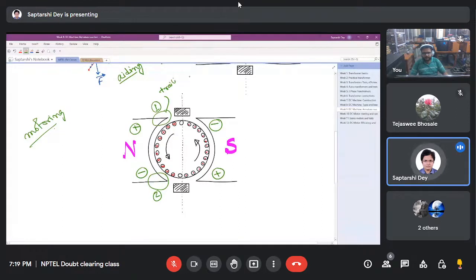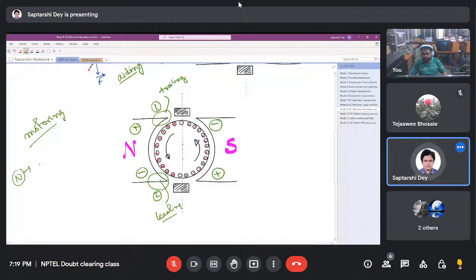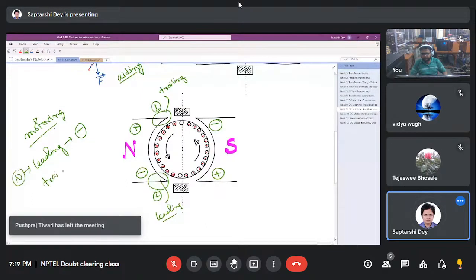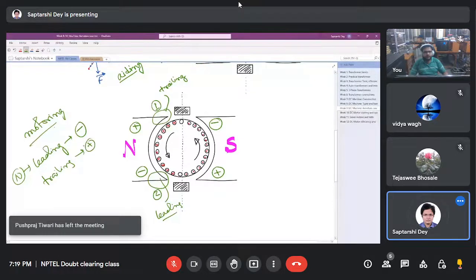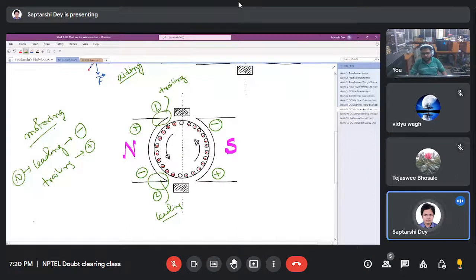Most probably it is the trailing tip, because it is towards the back side. The rotor is rotating in this direction, it is towards the back side, so it is a trailing tip, whereas this is the leading tip. So what we have on the north pole is weakening in the leading tip, whereas in the trailing tip we have strengthening, right? We will see what happens at the south pole.